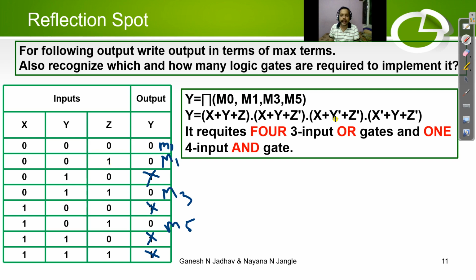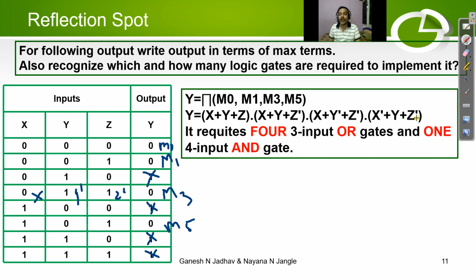Here it is a 1, so it must be taken as a complement. So x plus y plus z dash. For this m3 output 0 1 1, so we have to take x, y dash and z dash. We have to add x, y dash and z dash. So x dash plus y dash plus z dash.